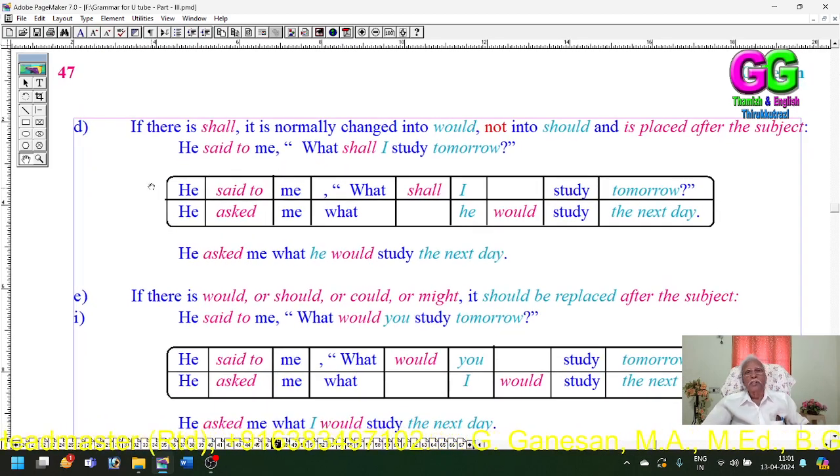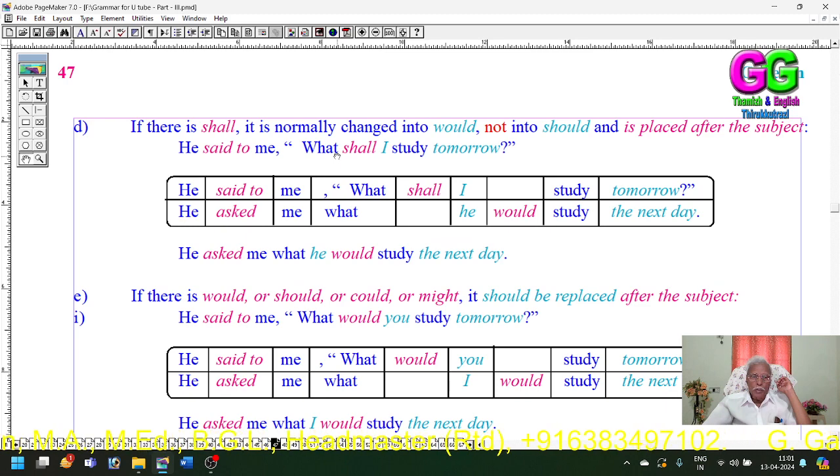Then, regarding shall. If there is a shall in the question, it should be changed into would, not into should. Because if it is changed into should, the entire meaning of the sentence would be different. So shall should be changed into would, not into should, unless the context requires otherwise. Shall should be changed into would and placed after the subject.